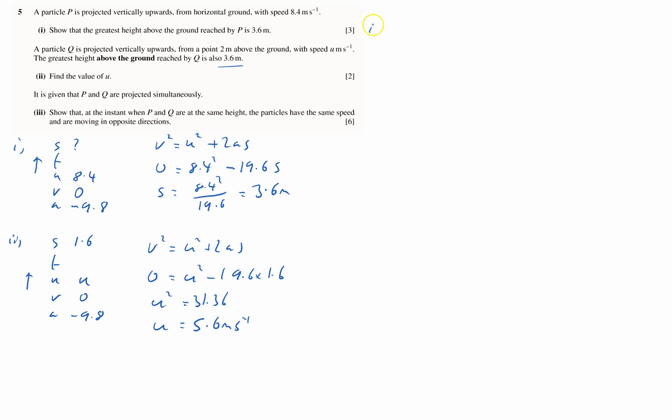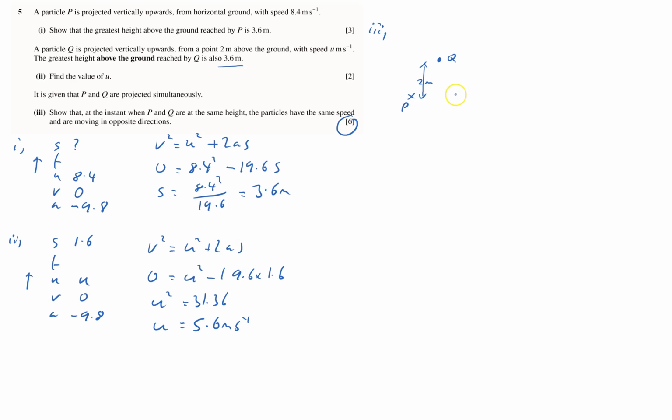Now we come on to part 3, and part 3 is worth 6 marks. It's going to be quite tricky. Show that at the instant P and Q are at the same height. So we've got P and Q. If this one's P, and Q starts off higher, so Q starts off right up here. So that's Q, and this distance here is 2 meters.